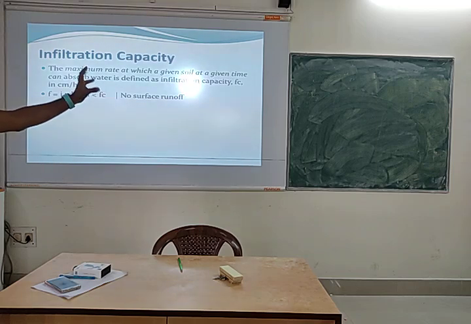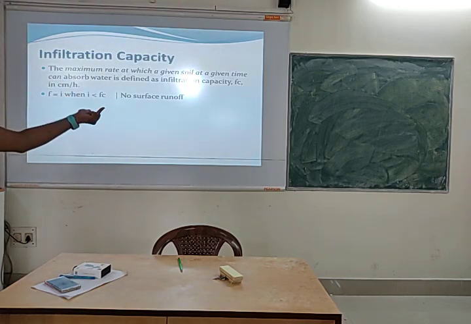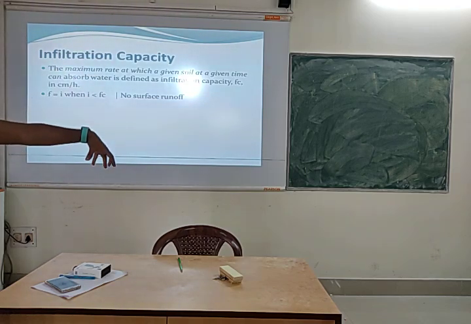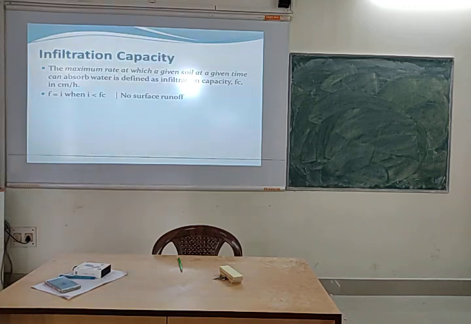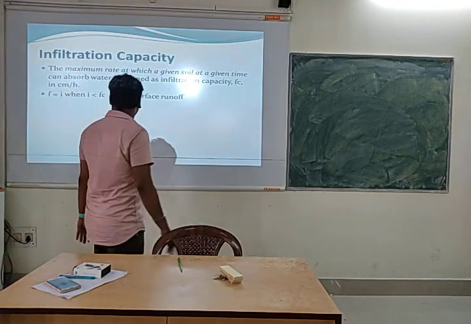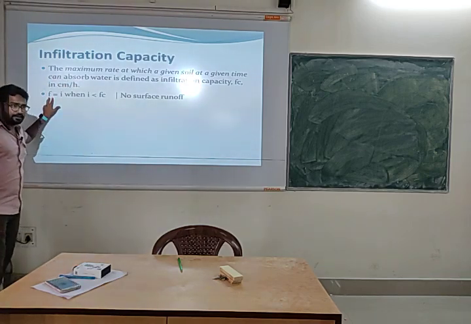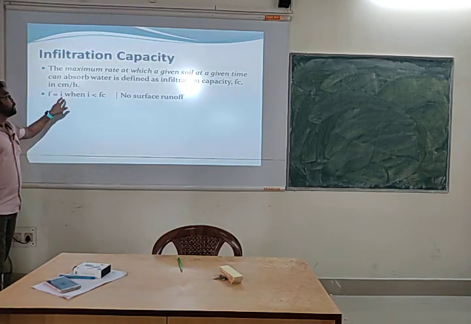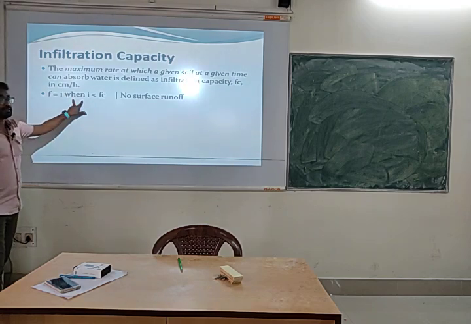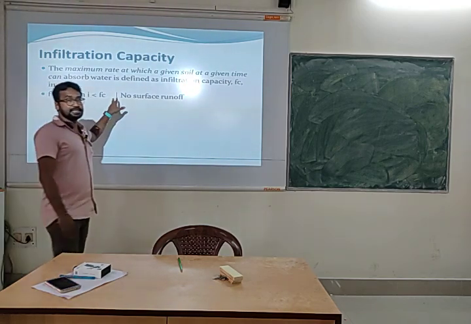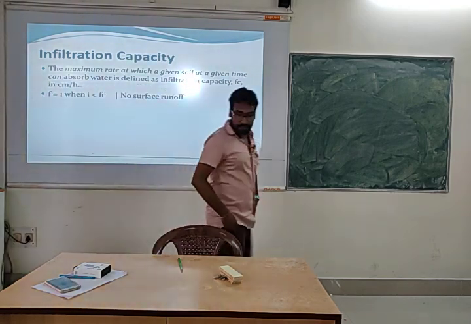If the infiltration rate is higher than the infiltration capacity, that is, whether the rainfall intensity is higher or lesser. So I is basically nothing but the rainfall intensity, and that is also in centimeter per hour or millimeter per hour or something else. Now F will be equal to I when I is lesser than FC.